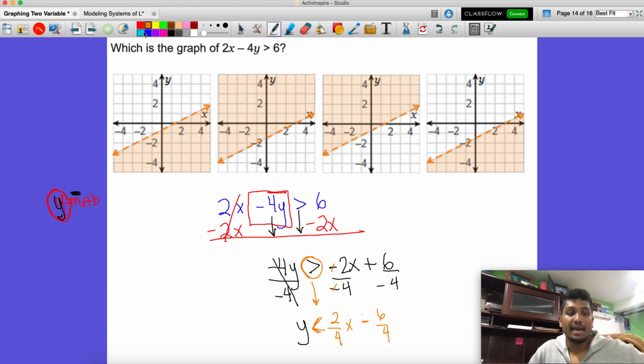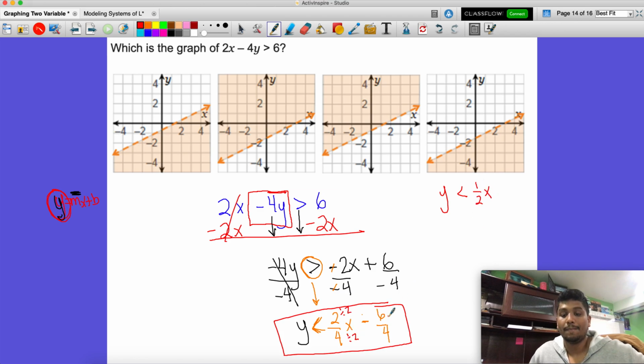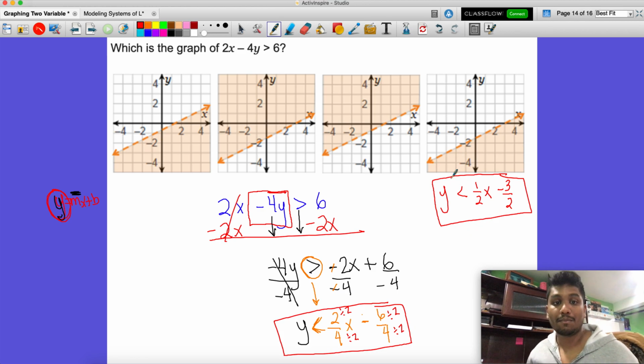Now, as I was doing that, if you came up with a different answer, that's okay, because I'm pretty sure what you came up with was this. Notice that we can simplify this fraction, and it becomes 1/2 x. We can divide the top and the bottom here by 2, and it becomes negative 3 over 2. This is actually the more correct version, because you should always have it in the simplest form. And this tells us a lot of things.